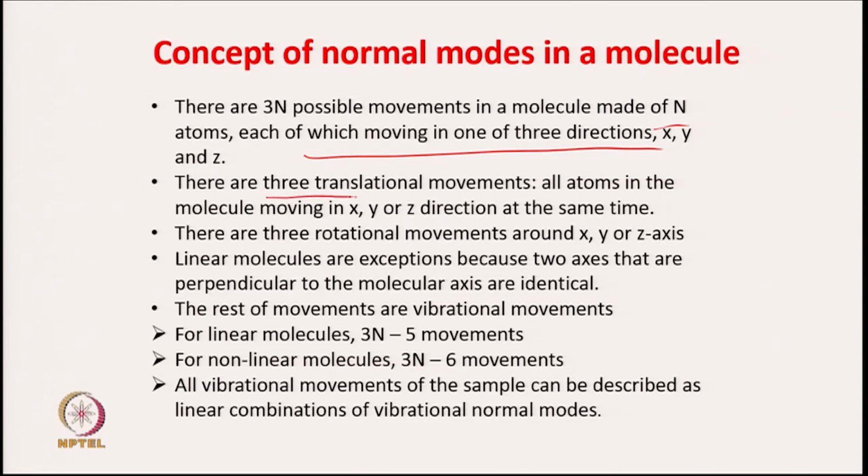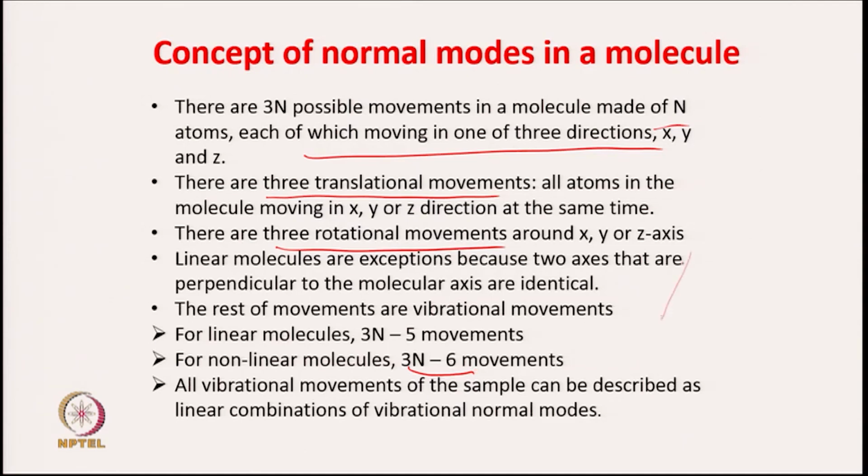Out of that, 3 are translational movements, where all atoms in the molecule move in the x, y, z direction at the same time. Then you have 3 rotational movements around the x, y or z axis. So, out of 3n, 3 are accounted for translational movement and 3 for rotational movement. What is left is 3n minus 6 movements, and those are the normal modes of vibration in a polyatomic molecule.